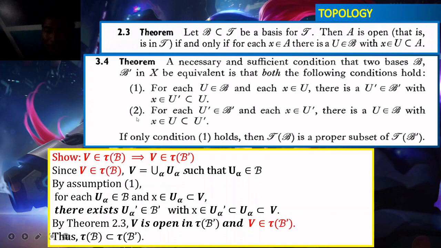And if condition 2 holds, similarly, the reverse follows, and you just swap script B. The proof is the same for part 2. If only condition 1 holds, then tau script B is only a proper subset of tau script B prime, not equal. It is a proper subset if only 1 holds.